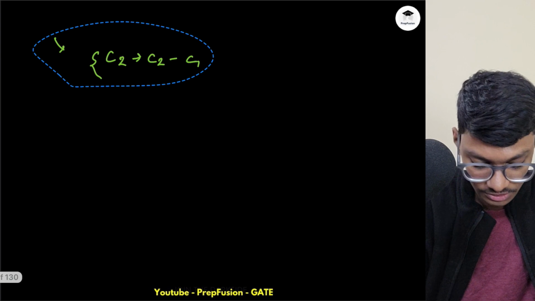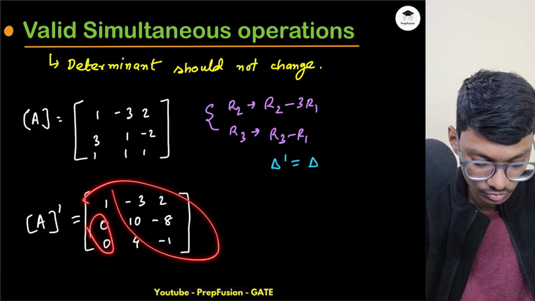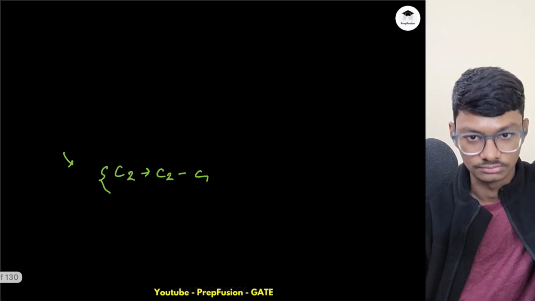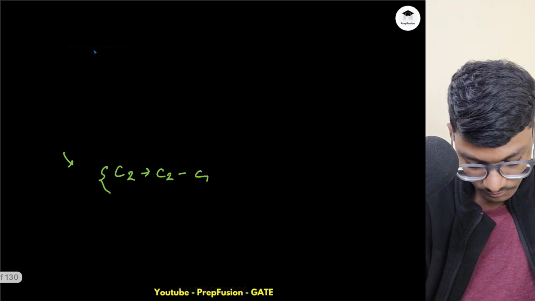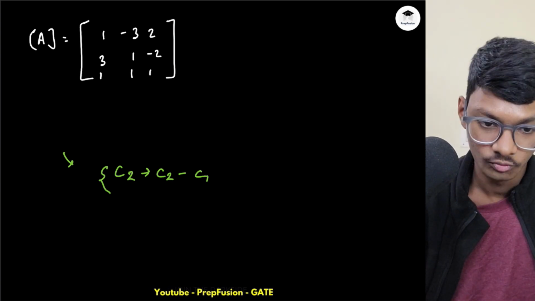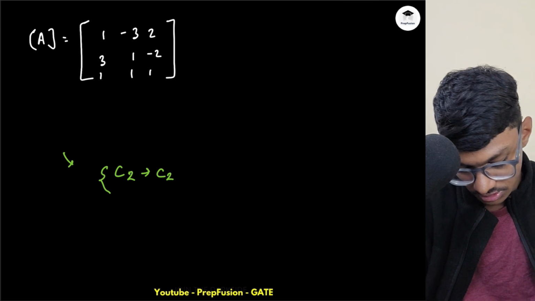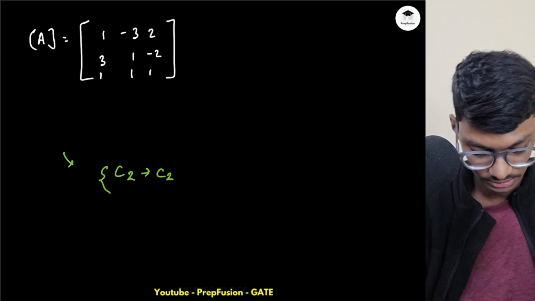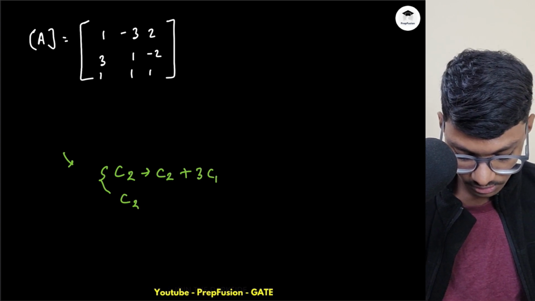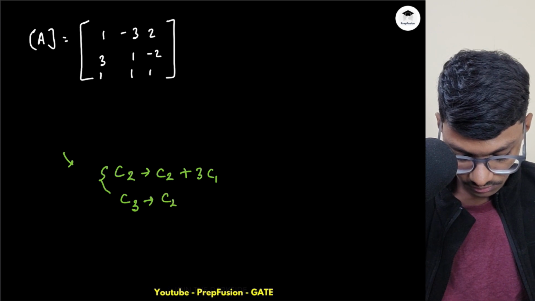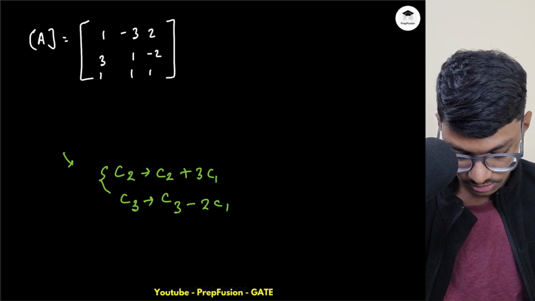Now let's do it with the column operation. You just check the determinant for yourself, I won't do it for you. So what I'm trying to do is make zeros to make it easier to compute the determinant. So what you can do is change your C2 to C2 plus 3C1, then C3 to C3 minus 2C1, okay.